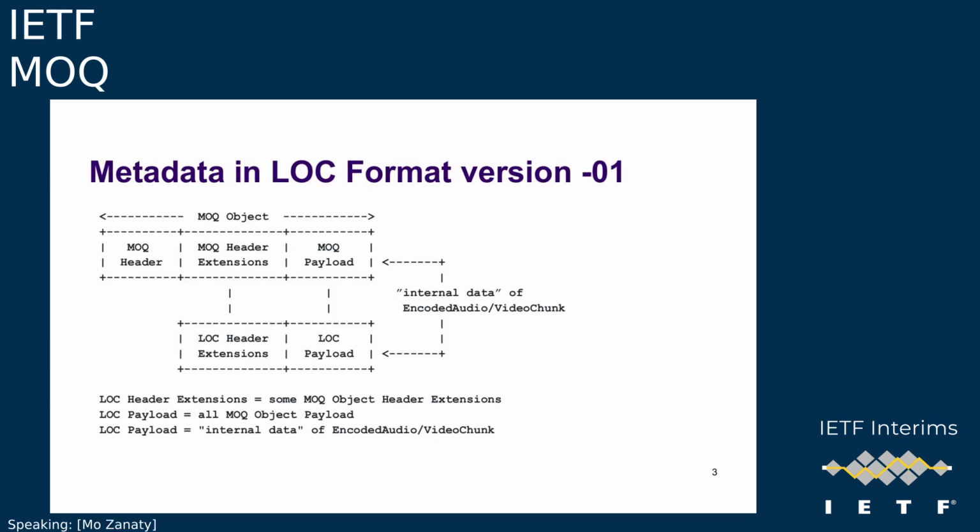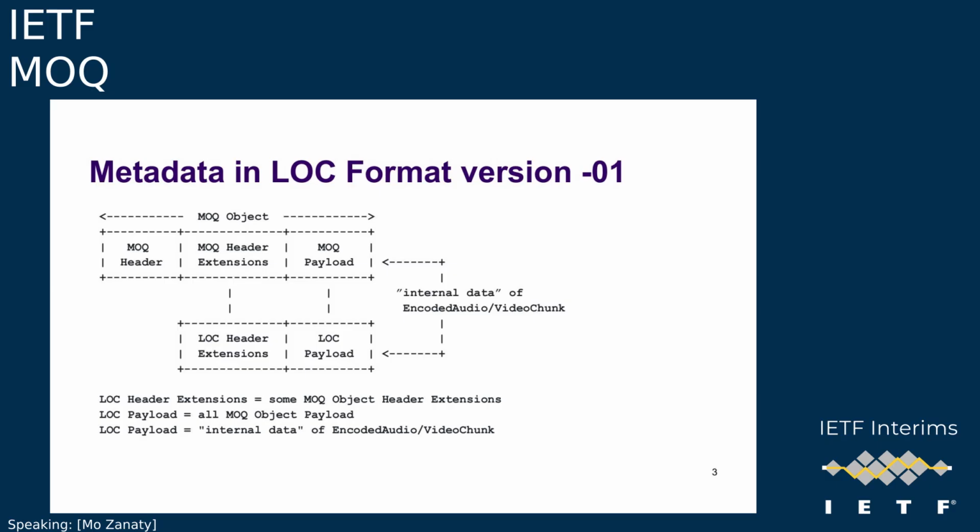Okay, so this is what is currently specified in version 1. The MOQ payload maps directly to the LOC payload, so there is no extra encapsulation inside of the LOC payload. There are no payload headers. It just goes directly into the MOQ payload. Any metadata like timestamps or frame markers or things like that, those go into LOC header extensions, which are part of the overall MOQ header extension registry. So that's the current design.